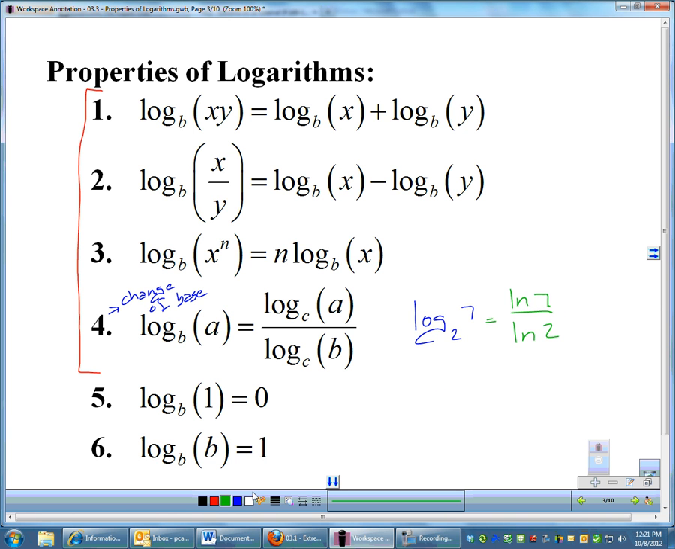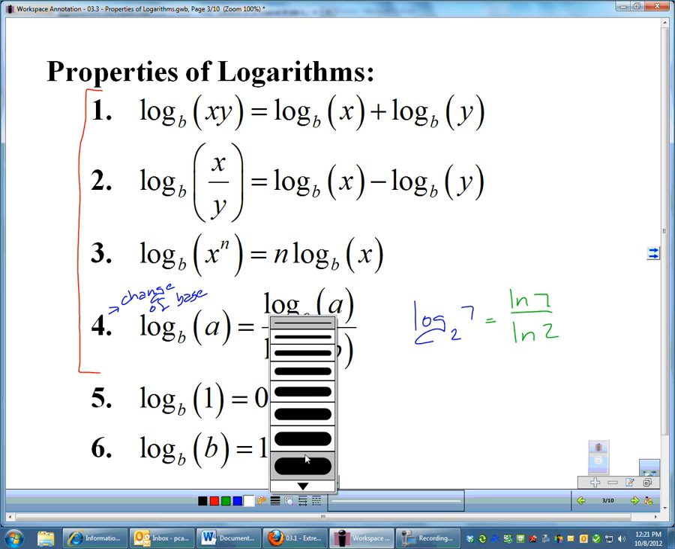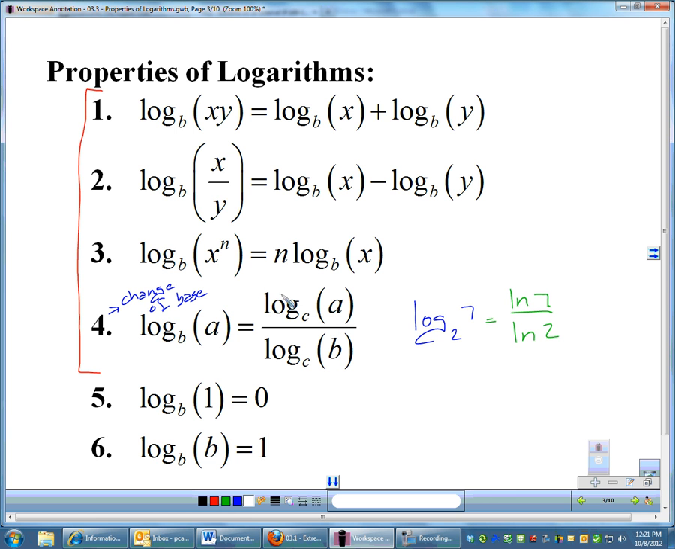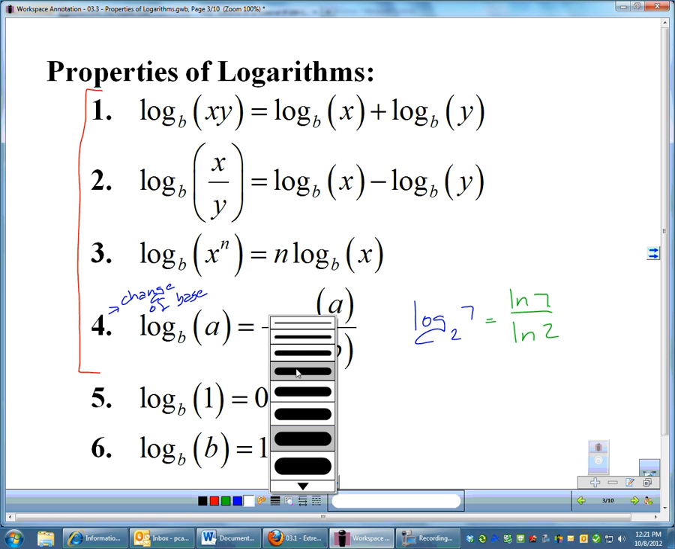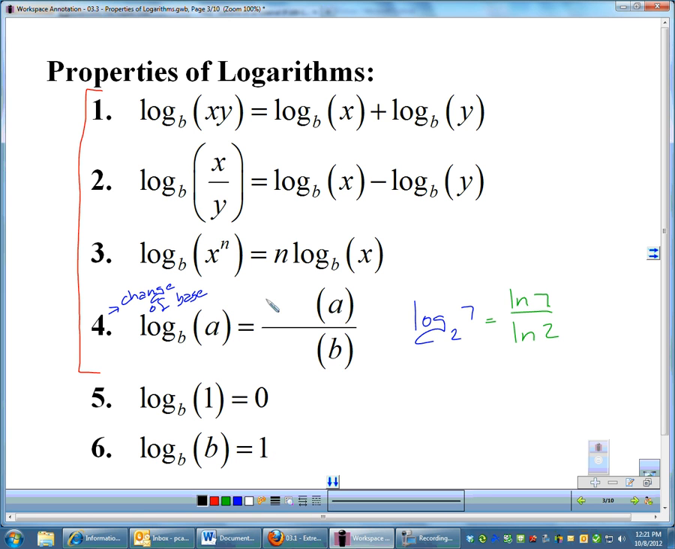And actually, I think I may just change that right here. While I'm thinking about it, instead of log base c, while that's true, we can make it a little bit simpler and say that log base b of a is the same thing as the natural log of a over the natural log of b. Maybe that'll be a little bit easier.